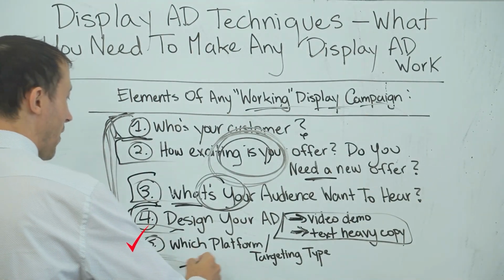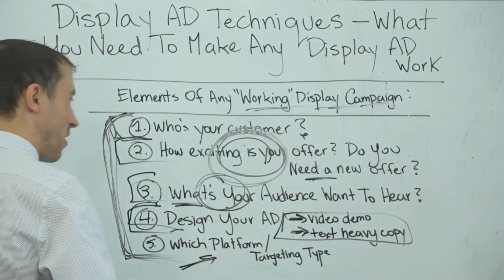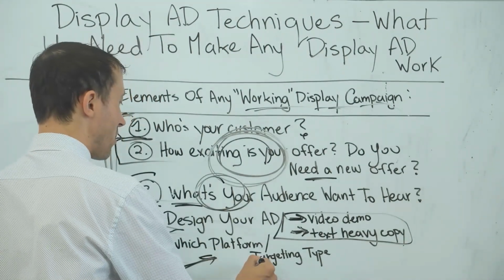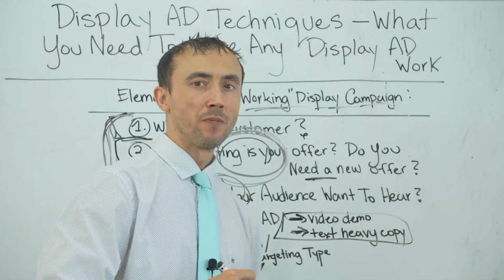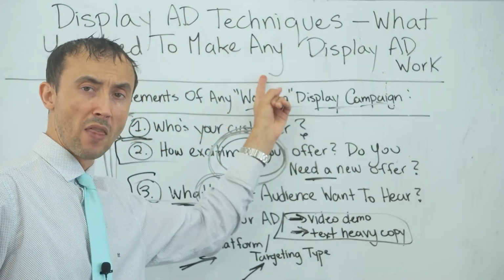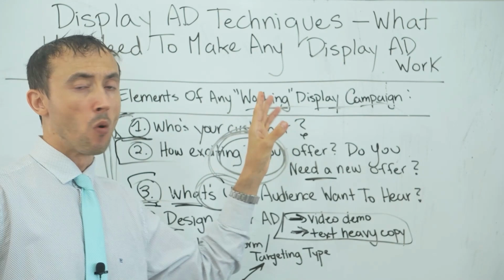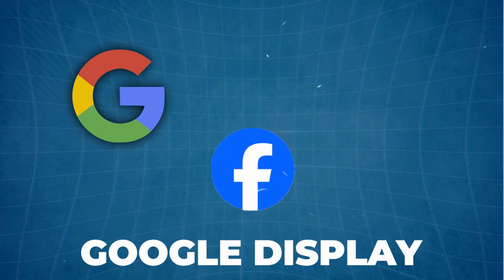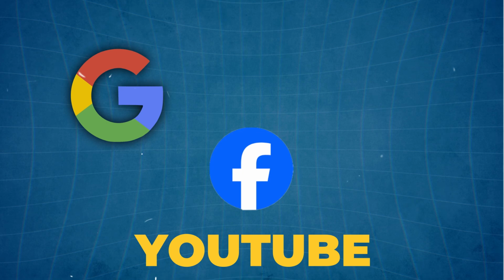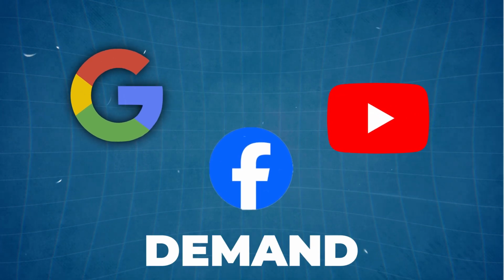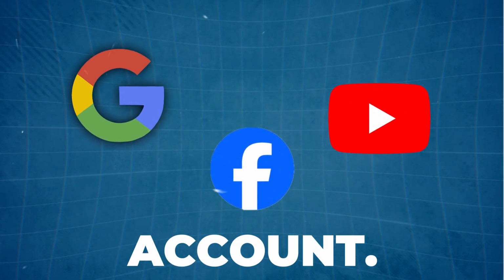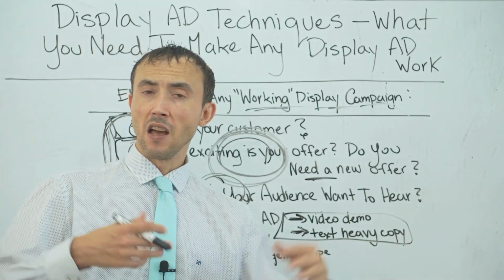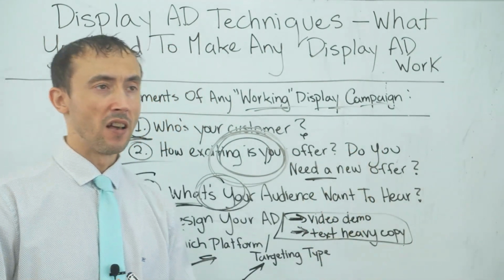And of course, with that, you have to identify which platform to get on, and then on the platform, how to target. Platform-wise, generally speaking, what will work on one platform will work on all the others. If it works on Facebook, it'll work on Google Display. If it works on Google Display, it'll work on YouTube. If it works on YouTube, it'll work on Demand Gen campaigns through your Google Ads account. Why? Because that's just basically the way that it is.